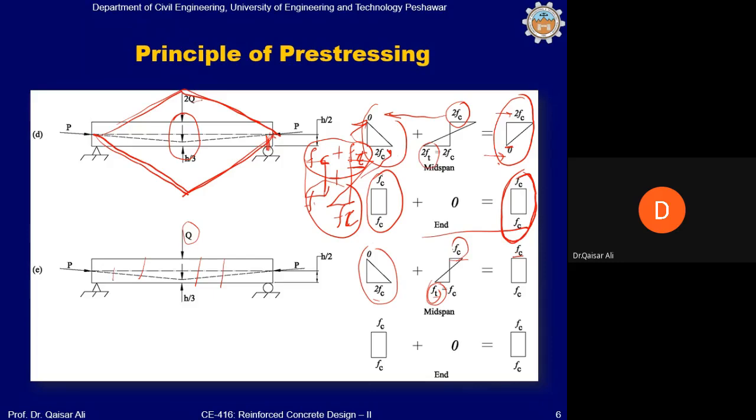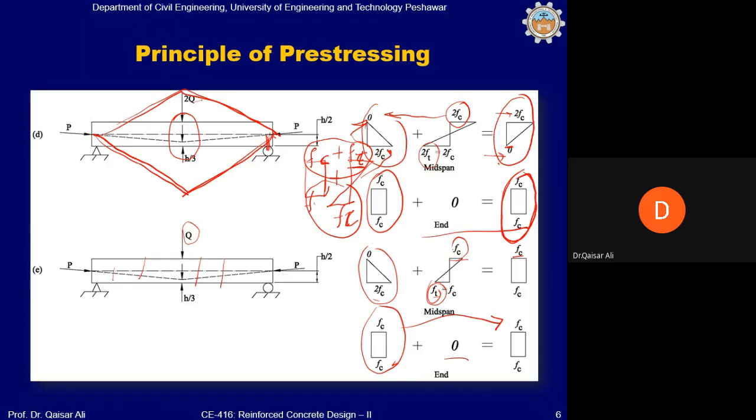The state of stress is compressive in nature at the midspan of the beam. Now let's look at the end of the beam. At the end of the beam, you have FC and FC state of stress with 0 tensile and compressive stresses due to the load. So at the end also you have a compressive state of stress. So all along the length of the beam, you have perfect compression. The beam is perfectly in compression, which is a desirable situation for concrete.